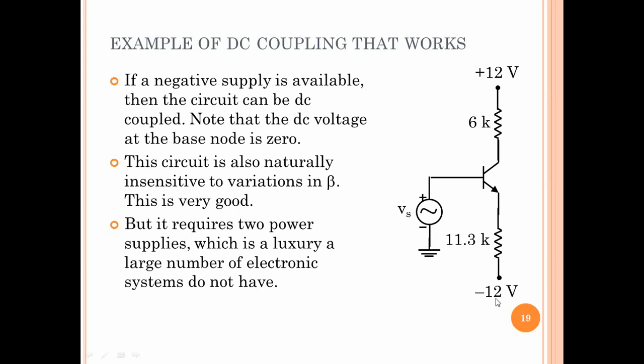If we have a negative supply available, let us say a minus 12 volt, then we can DC couple the input to the base of the amplifier, and this will still continue to function. The transistor will still be in the active mode. So for example, if you want to analyze this circuit first for DC, we'll short this node to ground, or let's put it another way, the average value of Vs, because if it's a sinusoid, is 0. So the DC value at this base node is 0.